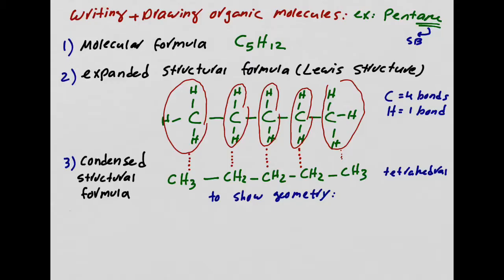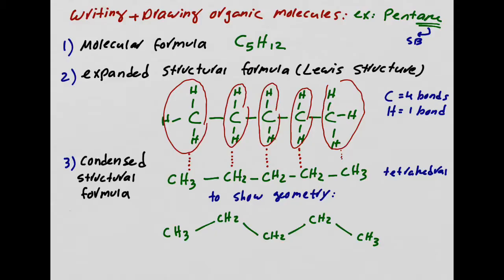The way to do that is doing a zigzag. Because tetrahedral, again, not a perfect way, but a zigzag. So I have a CH3 attached to a CH2, attached to a CH2, attached to a CH2, attached to a CH3. It's the same thing as before. Now I'm just doing a zigzag to show a little bit of the tetrahedral geometry. Again, it's not perfect, but it's better than this linear geometry that I have here. You following me so far?